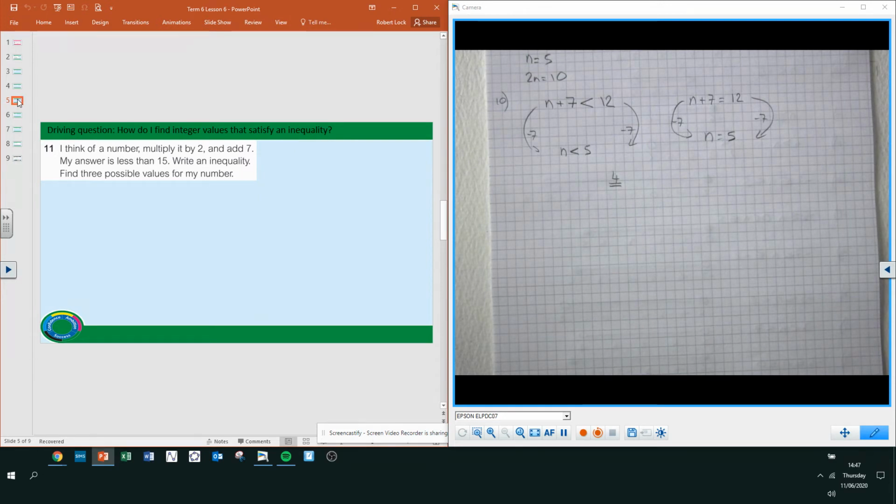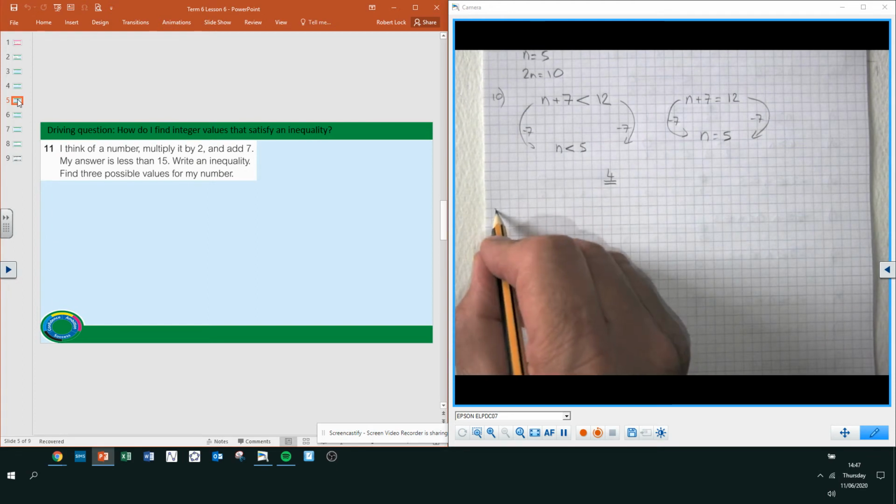Question. I think of a number, multiply by 2 and add 7. My answer is less than 15. Write the inequality and find 3 possible values for my number. Press pause, have a go at your question. Remember what I did in question 10 and see if you can come up with the answers.